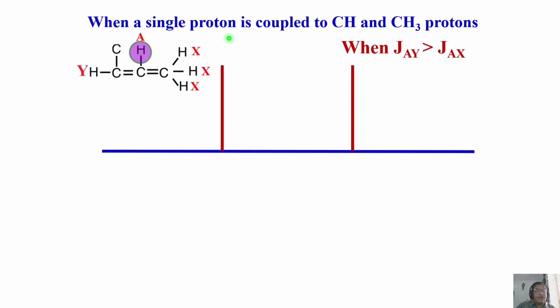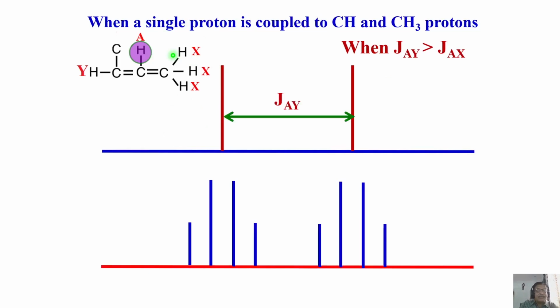Now, this also experiences couplings with CH3 protons. Now these are equivalent protons. Apply the 2nI plus 1 rule. What are you going to see? It will split each line of this doublet into a quartet. You understood how the methyl group splits, we have already discussed it several times. Now each line of this is going to split into a quartet.